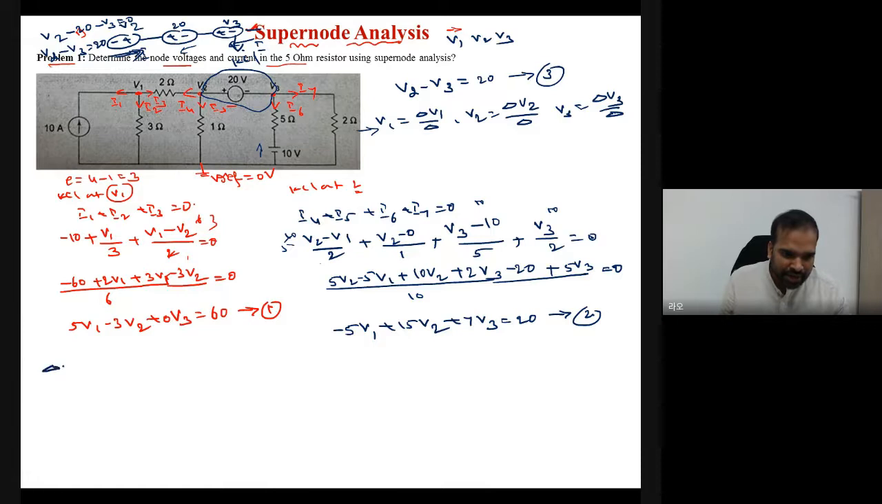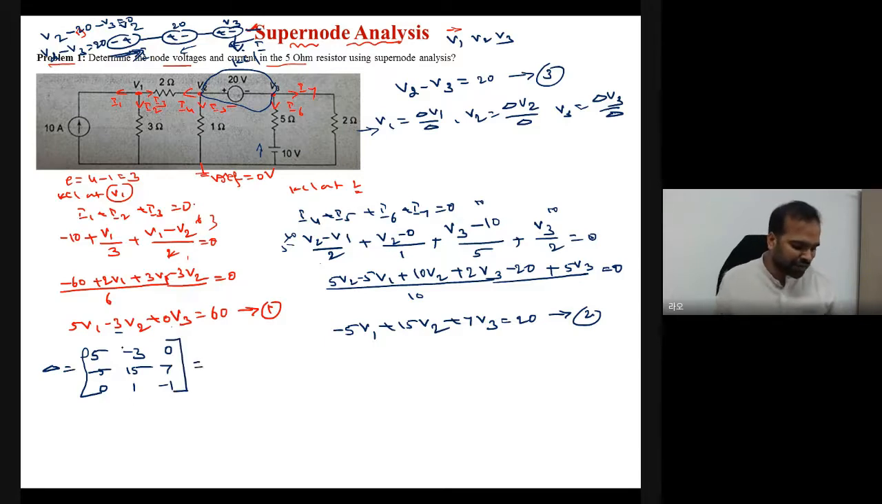Okay, now how to write delta? Delta is nothing but, so you have three equations, 1, 2, 3. For each equation you have V1 term, V2 term, V3 term, and each term is nothing but a coefficient. So for delta, V1, V2, V3 from equation 1: V1 coefficient is 5, V2 coefficient is -3, and V3 coefficient is 0. This is from equation 1. From equation 2, V1 coefficient is -5, V2 coefficient is 15, and V3 coefficient is 7. Now from equation 3, V1 coefficient is 0, V2 coefficient is 1, V3 coefficient is -1. So if you find the determinant of delta, you will get what?